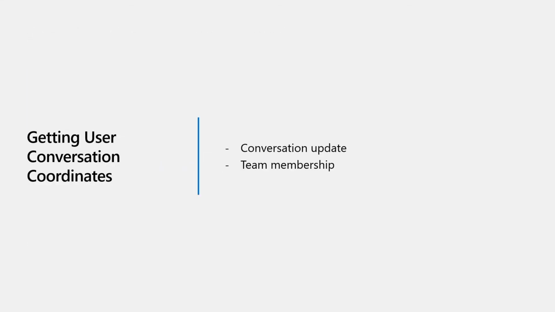The most used proactive scenarios are those which start one-on-one conversations with users. There are two ways to get the conversation coordinates for the unique conversation between the bot and the user: by capturing the conversation coordinates out of a conversation update, or by creating a new conversation between the user and the app.